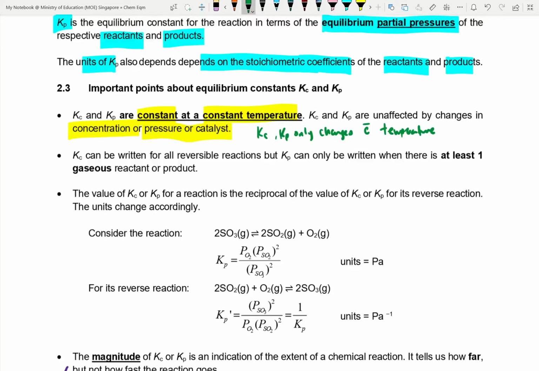So Kc and Kp can be written for all reversible reactions. Kc can be written for all reversible reactions, but Kp can only be written when there are actually gaseous reactants and products. Can? And the value of Kc and Kp for a reaction is the reciprocal of the value of Kc or Kp for its reverse reaction.